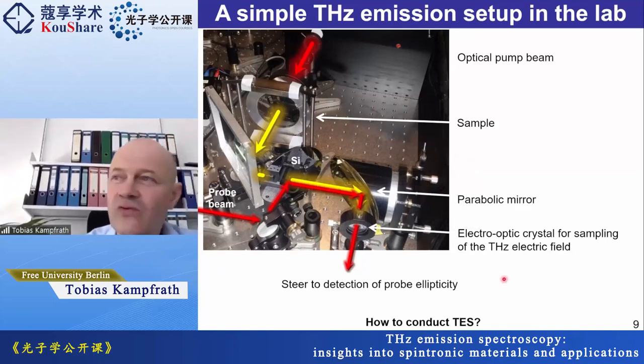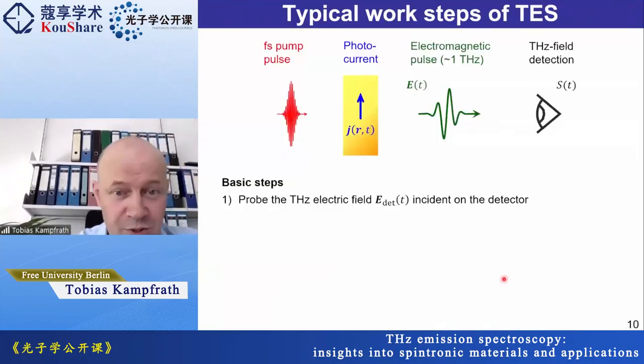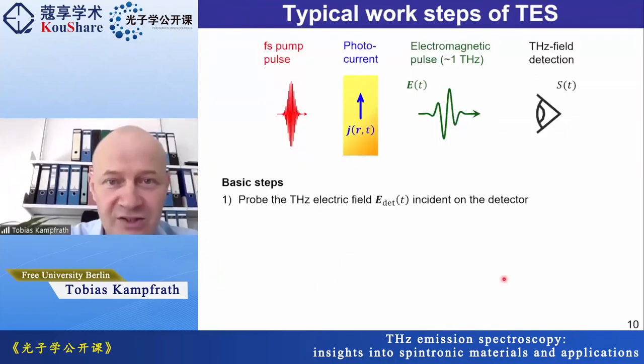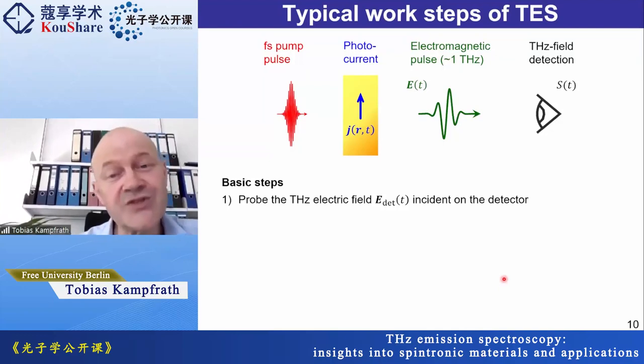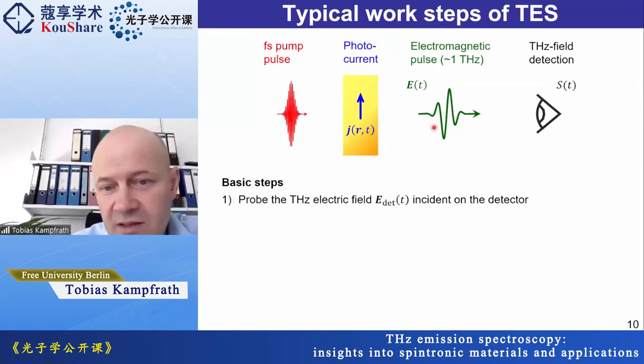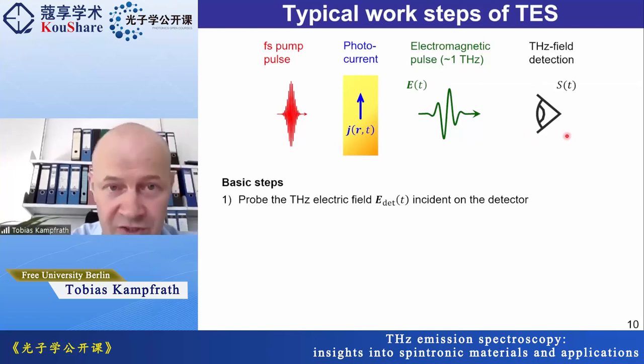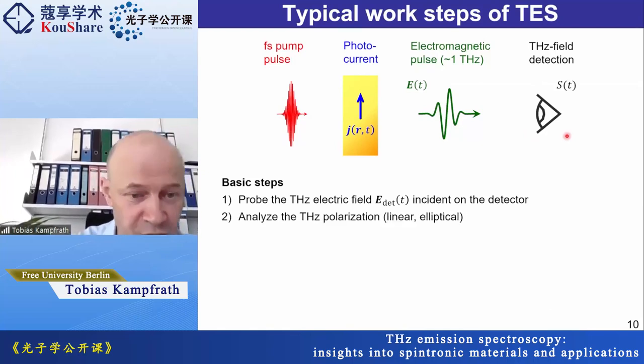And the question is now, of course, how can we actually conduct terahertz emission spectroscopy? How does it work? What are the typical work steps of this spectroscopy method? And I show you the basic steps here. So the first thing would be, well, it would be great to first measure the emitted terahertz radiation. So let's probe the terahertz electric field, which is incident on the detector. This is, of course, the first work step in terahertz emission spectroscopy.